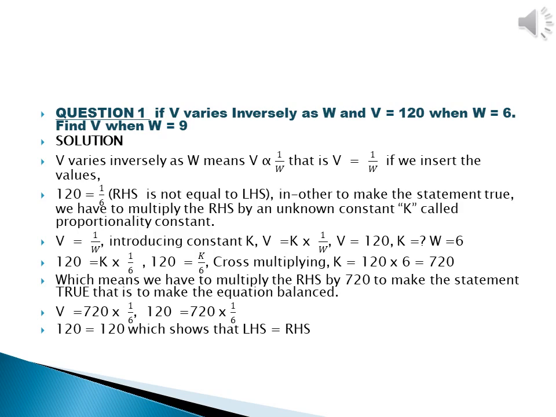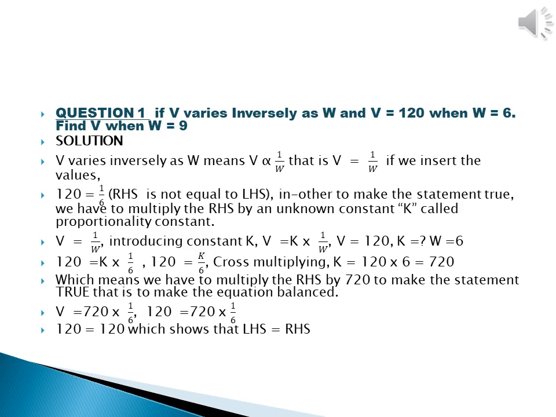So V is equal to 1 over W. Introducing constant K, V will be equal to K multiplied by 1 over W. And since V is given to be 120, K is unknown, and W is equal to 6, inserting the values, 120 will be equal to K multiplied by 1 over 6. So 120 will be equal to K over 6.